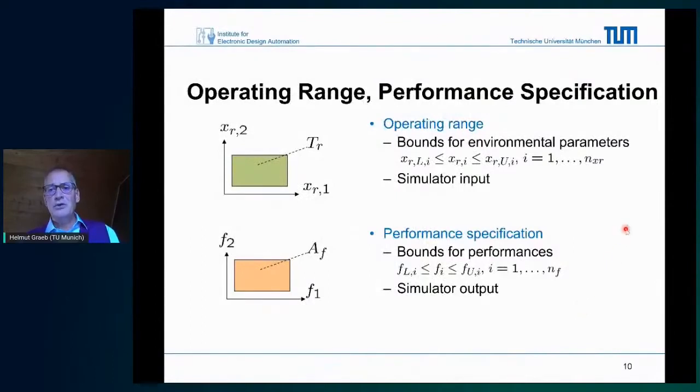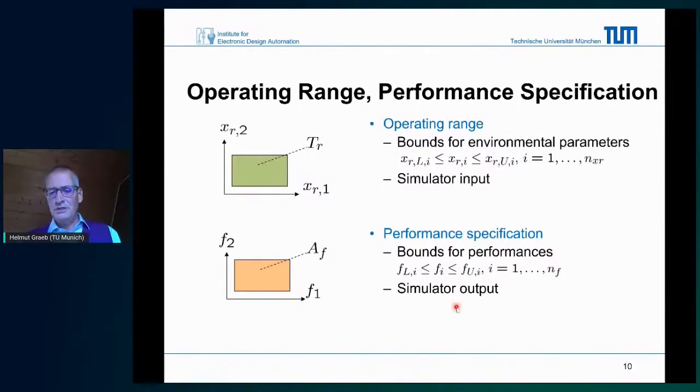What else do we have for the Monte Carlo analysis? We have the operating range. This means upper and lower limits for these parameters. For instance, temperature, minus 40 to 100 degrees. Supply voltage, say 0.8 volt to 1.2 volt. But always keep in mind, these are parameters, these are input to simulation. The performance specification tells us if a circuit is a good one or a bad one. This is what we promise to the customer. So actually, we also promise to the customer about this one here: your mobile phone works even if it's freezing or something like that. But mathematically, the bounds are similar. So we have lower and upper bounds for our performance features, but these are similar to output.